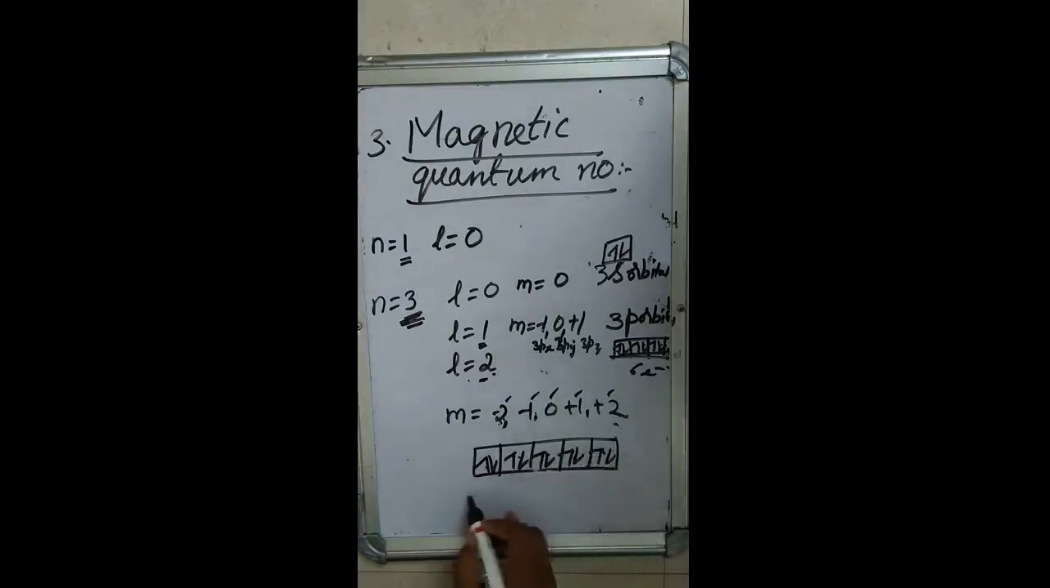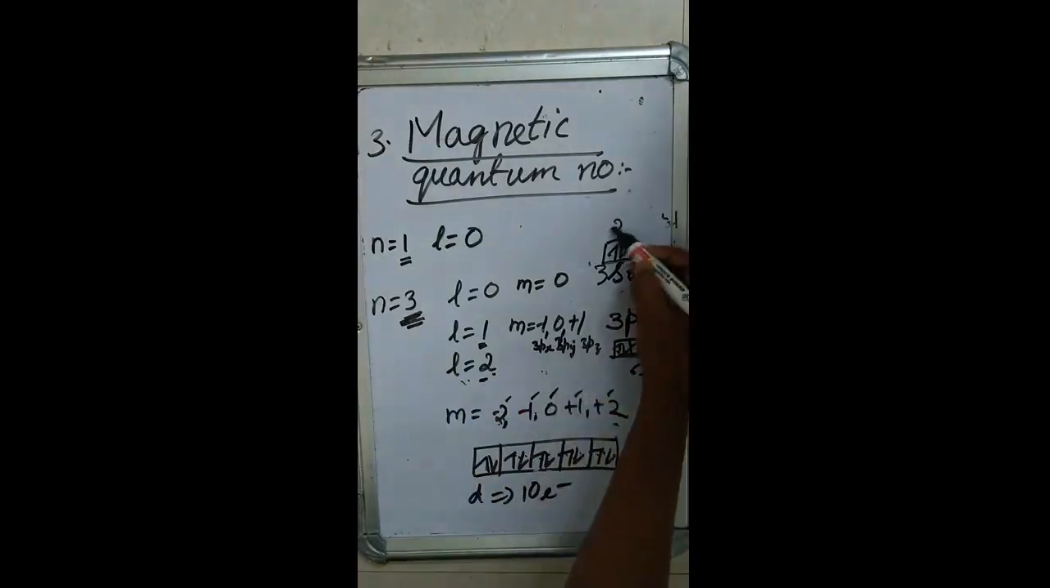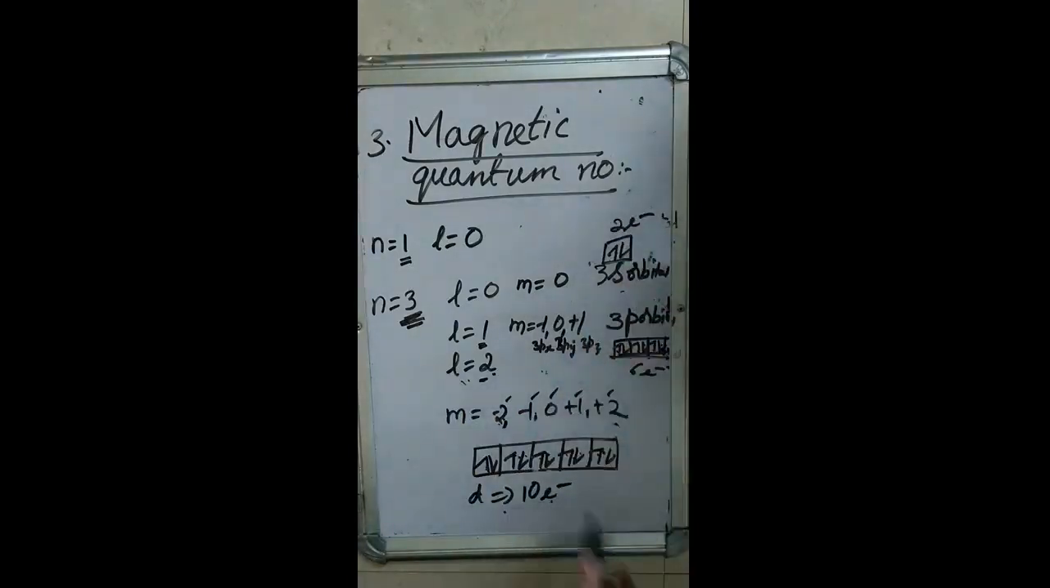Okay, so d orbital total contains how many electrons? 1, 2, 3, 4, 5, 6, 7, 8, 9, 10. So 10 electrons. In p orbital how many electrons? Total 6 electrons. S orbital how many electrons? Total 2 electrons. D orbital how many electrons? It is 10 electrons.